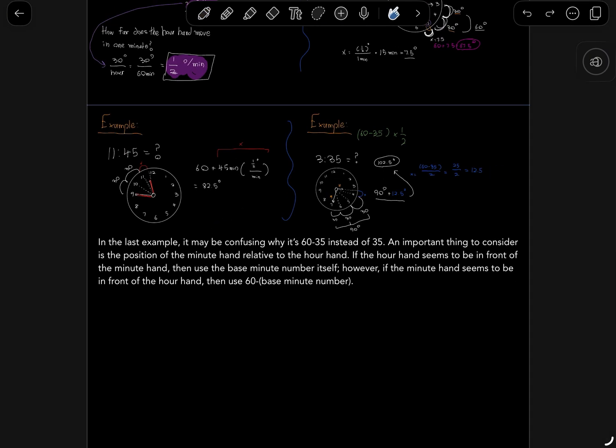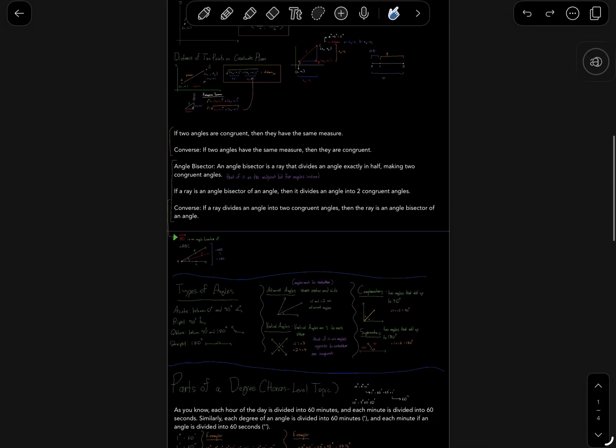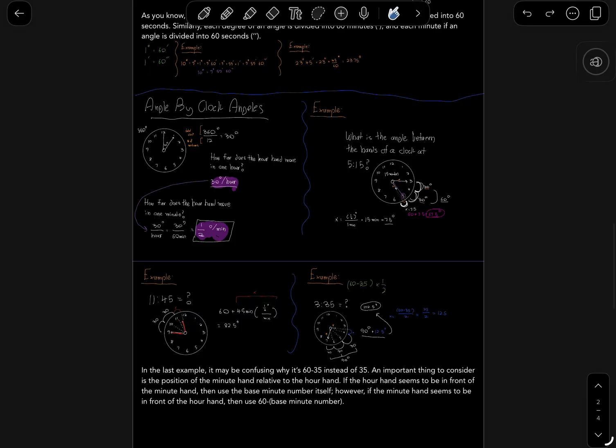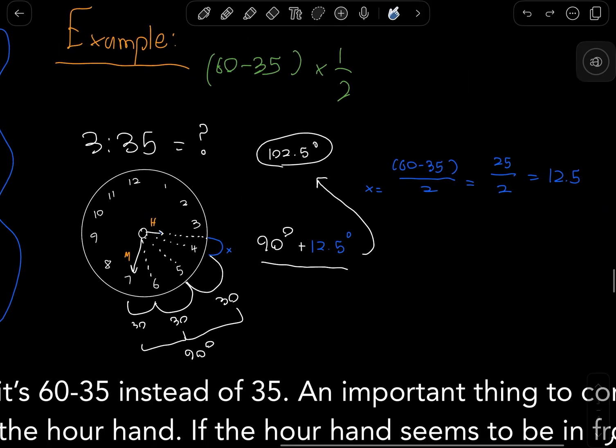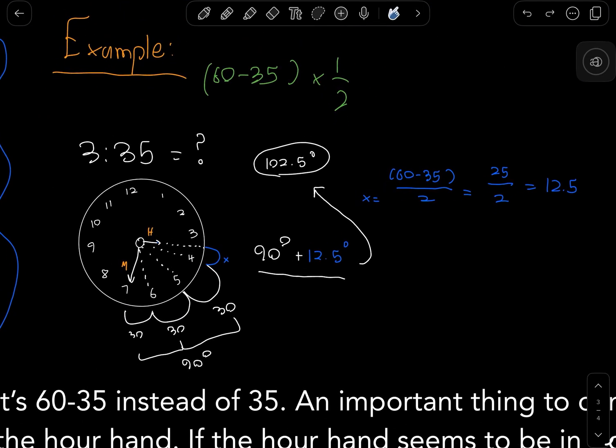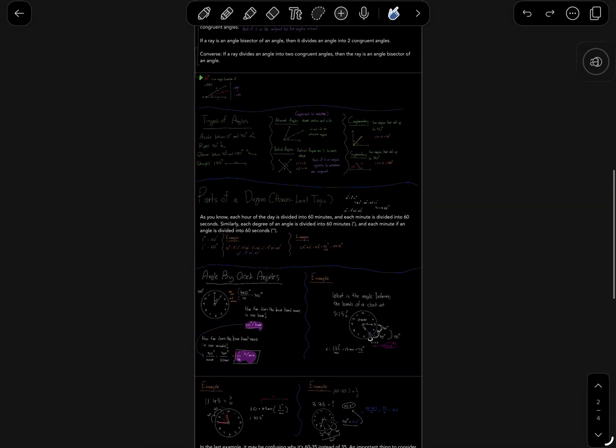So that's all for this lesson. In my opinion, the hardest part about this lesson is these clock problems, and specifically this scenario, why you have to do 60 minus 35, or 60 minus the number of minutes. But other than that, everything else I've covered.